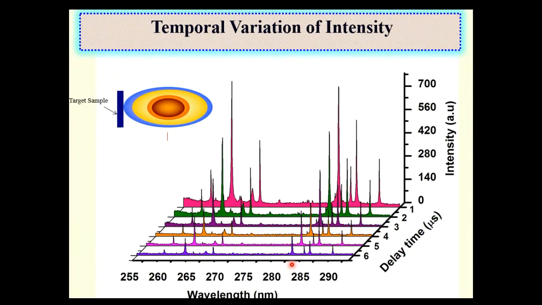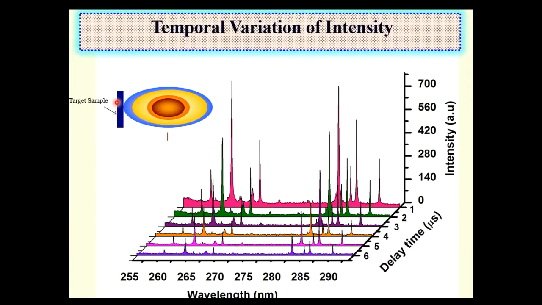Temporal variation of intensity. Temporal variation is basically a variation of intensity along with a delay time. Temporal basically shows a variation with a delay or variation with time. So this is a 3D graph, and this 3D graph shows that the intensity of emission lines continuously decreases as the delay time increases in microseconds.